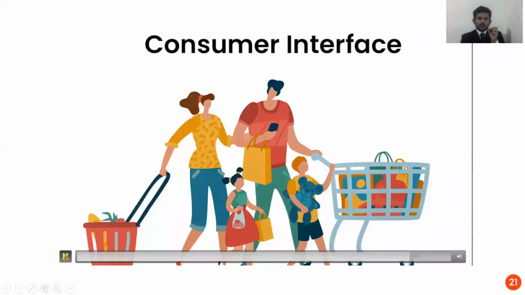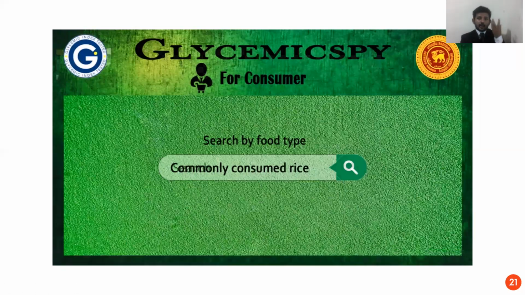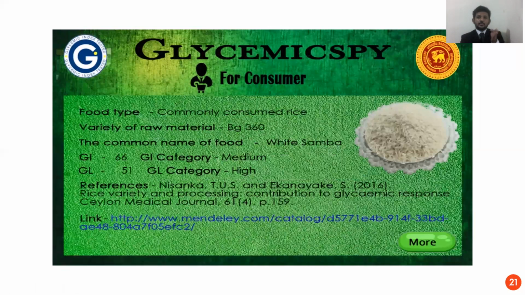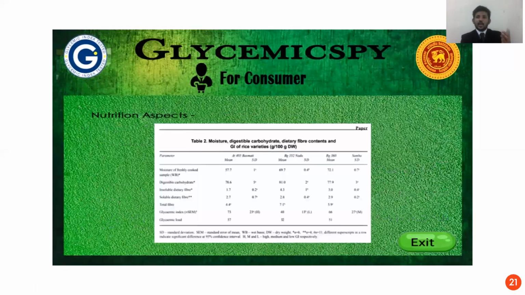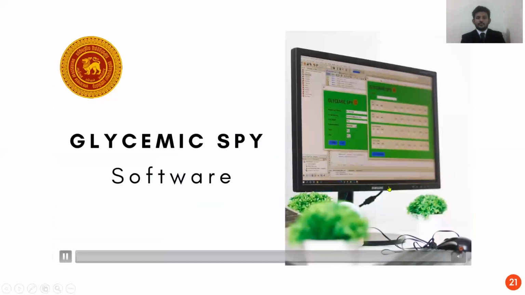When we focus on the consumer interface, the consumer can search for or get glycemic index data here. It gives the glycemic index, glycemic load, and nutritional data.